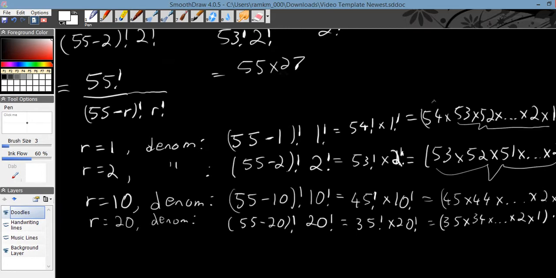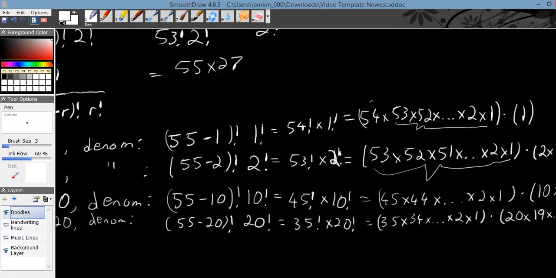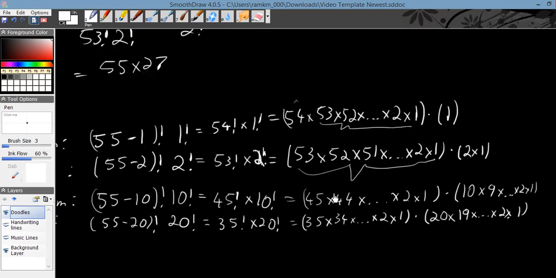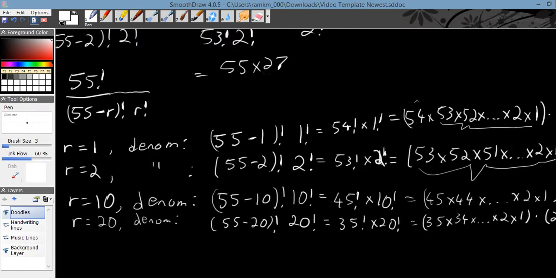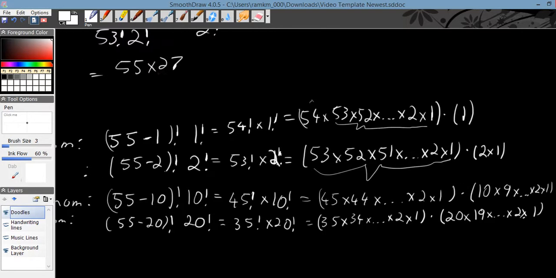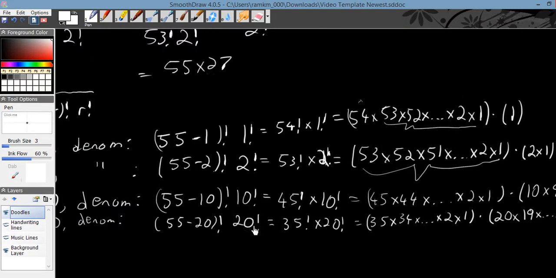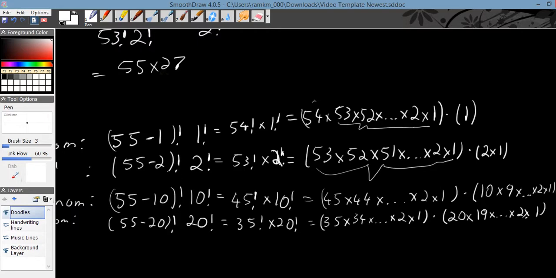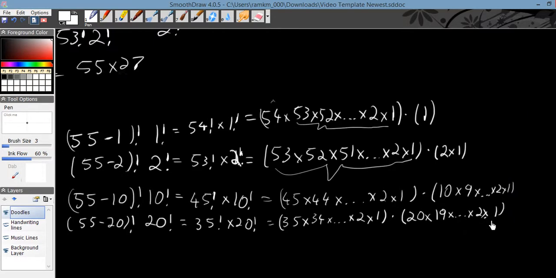So when R equals 10, we have a denominator of 55 minus 10 factorial times 10 factorial. This is 45 factorial times 10 factorial. So 45 times 44, and so on, times 2 times 1, times 10 times 9, and so on, times 2 times 1. Okay, when R equals 20, the denominator is 55 minus 20 factorial times 20 factorial. That's 35 factorial times 20 factorial. That's really 35 times 34, and so on, times 2 times 1, times 20 times 19, and so on, times 2 times 1. So let's compare these two quantities.